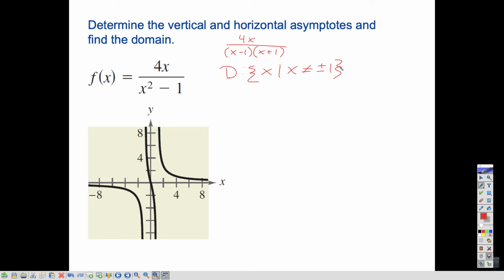So what's next? VA. X-intercepts, thank you. How do I find x-intercepts? The numerator is 0. Okay, so 4x equals 0, so it's 0, 0. Then next, the y-intercept. Put a 0 in. Plug the 0 in for x's. So that gives me 0 over 0 minus 1, which is 0, 0, 0.